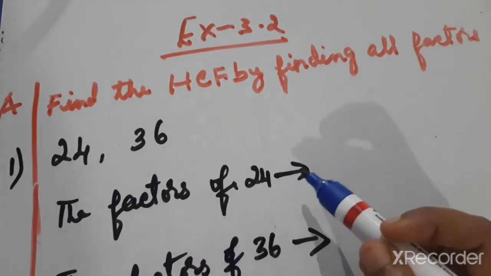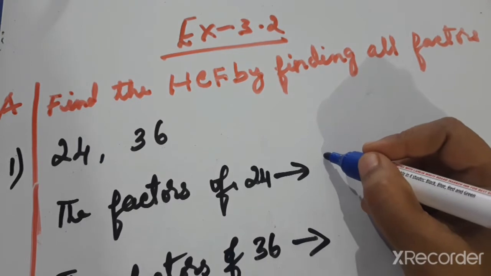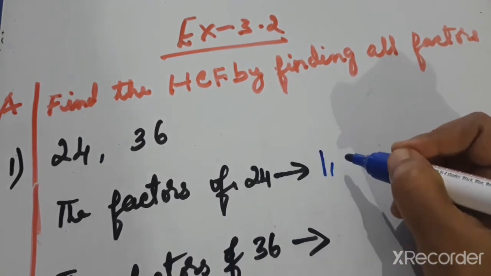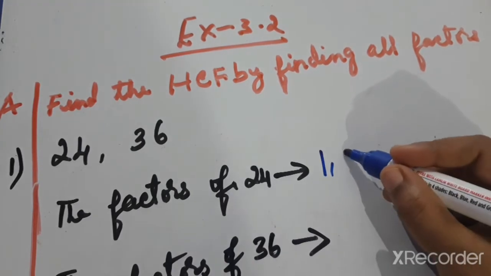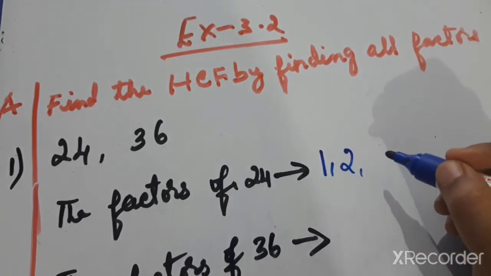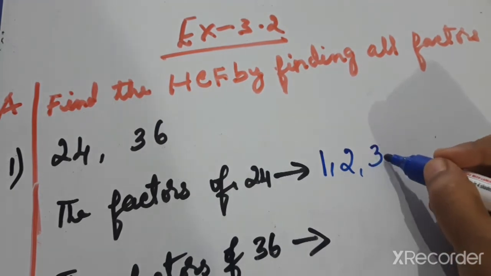The factors of 24, then the factors of 36. So 1 24s are 24. In which tables does it multiply to 24? 1 24s are 24 and 2 12s are 24. So 12 is a factor, 2 is a factor. Then 3 8s are 24.